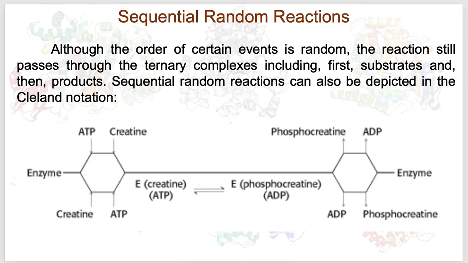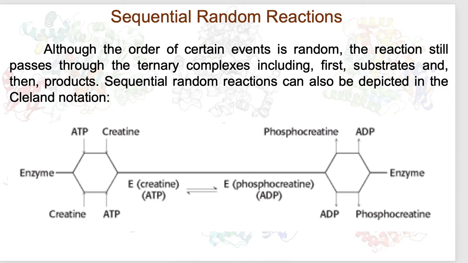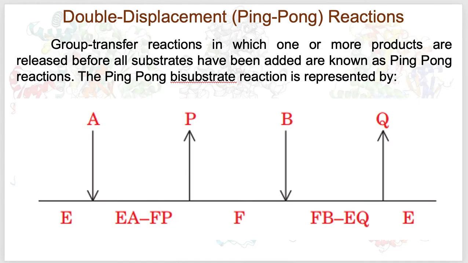Now, we're done with the sequential reaction, and we also talked about the sequential ordered reaction and also sequential random reaction. Now we'll learn about double displacement, that is ping pong reactions. In this kind of reaction, formation of a ternary complex is not necessary. That means both the substrates don't bind with the enzyme first.